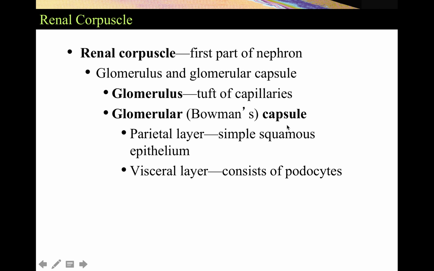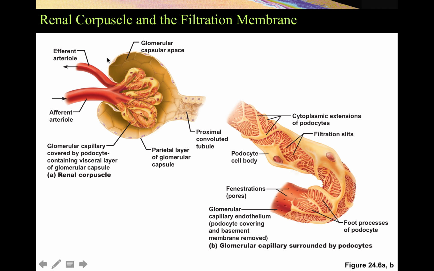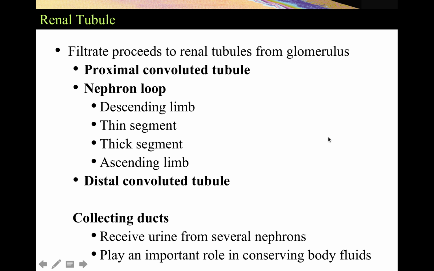Glomerular capsule, the protective layer, has two layers. Parietal layer, which is the surrounding layer, right? The outer shell. And the inner shell will be your visceral layer made up of cells called podocytes. And please do note that the importance of these podocytes is filtration. So basically they control what gets filtered and what is not filtered. We already talked about this, but just quickly going over that as a review.